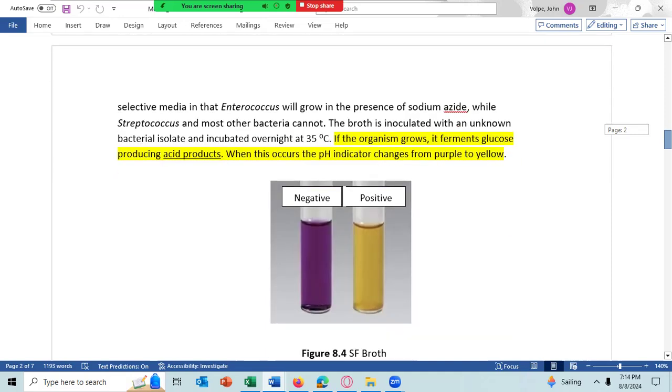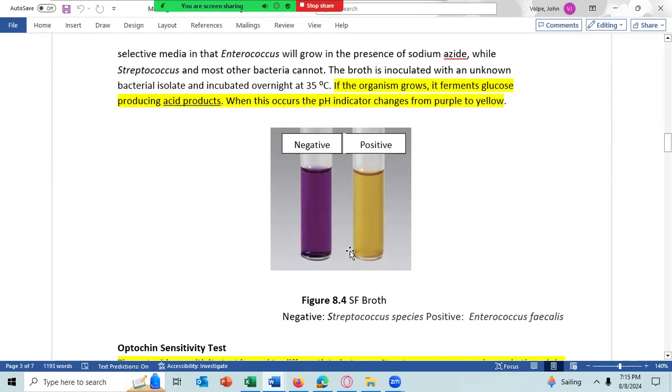All right. In the SF broth test, we have media and glucose and a pH indicator, and the tube will be purplish in color. If the bacteria can ferment the glucose, it'll produce acid products. The acid will change the color from purple to yellow. So this is SF broth positive. This is SF broth negative. Any question about any of that?